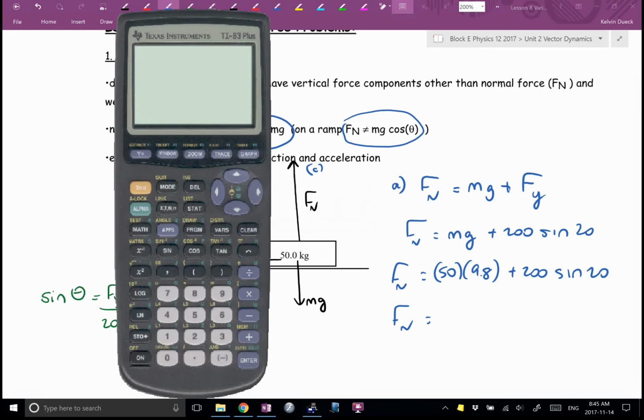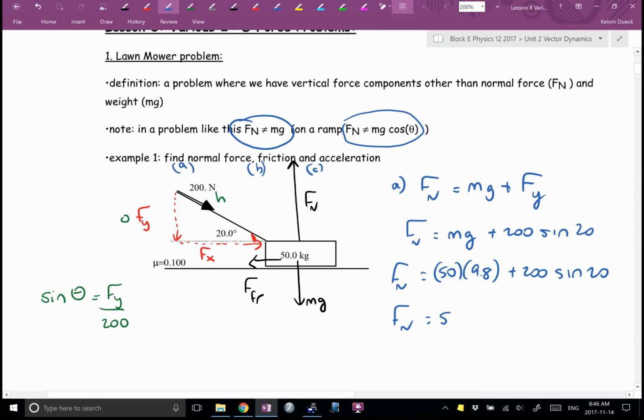How big is the normal force? 50 times 9.8, plus 200 sine 20. 558.404. I'll go 558.4 and then I'll round to 3 sig figs, but I'm going to be using 558.4, which is 558 newtons.